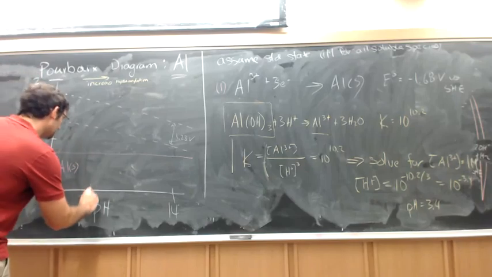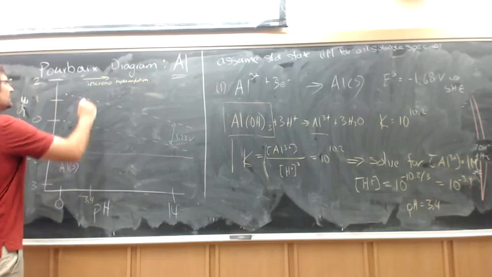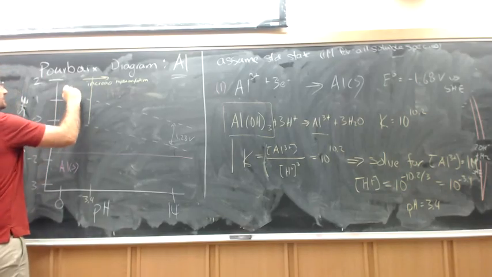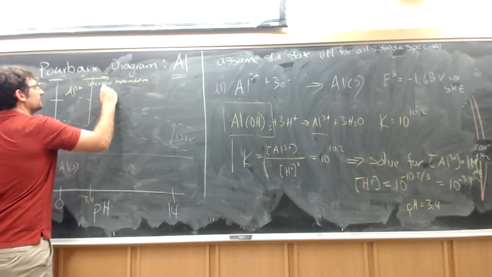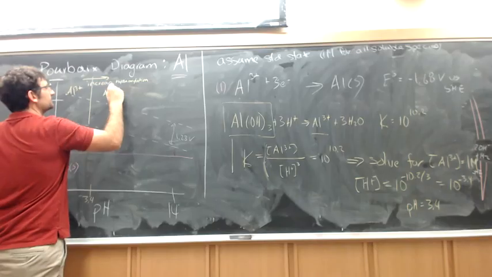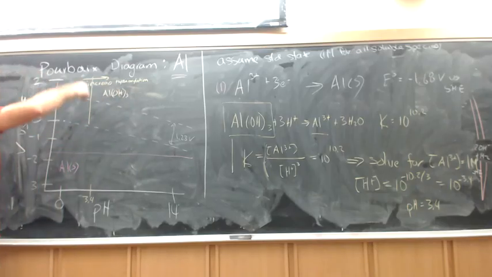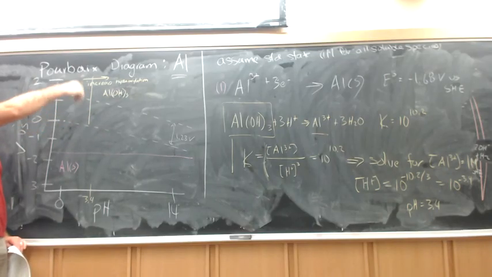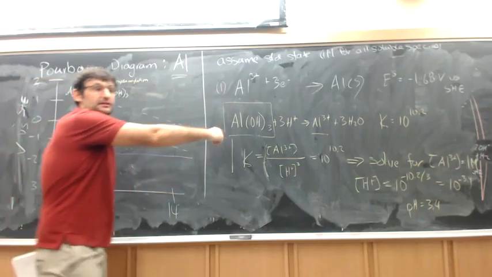And so we know at pH 3.4, there's going to be some sort of equilibrium here, right? And the fact that this line is straight up and down means that it's purely an acid-base equilibrium, right? It's the same at all potentials. The electrons are not involved in this equilibrium.